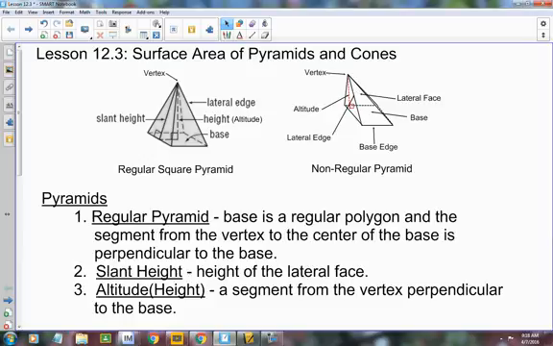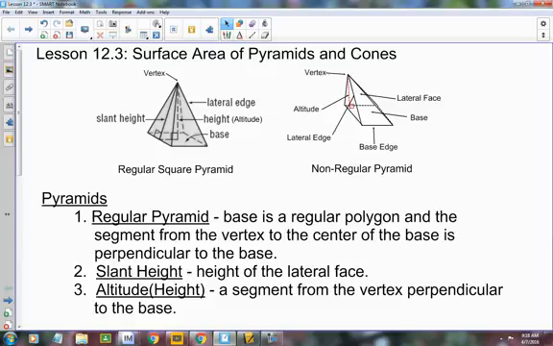Now, a regular pyramid is one in which the base is a regular polygon and the segment from the vertex to the center of the base is perpendicular to it. So here is a pyramid, okay? It's got a triangular base and it's an equilateral triangle, so that's what makes it a regular pyramid. The segment that goes from the vertex perpendicular to the base is your height. It also goes to the center of the base in a regular pyramid.